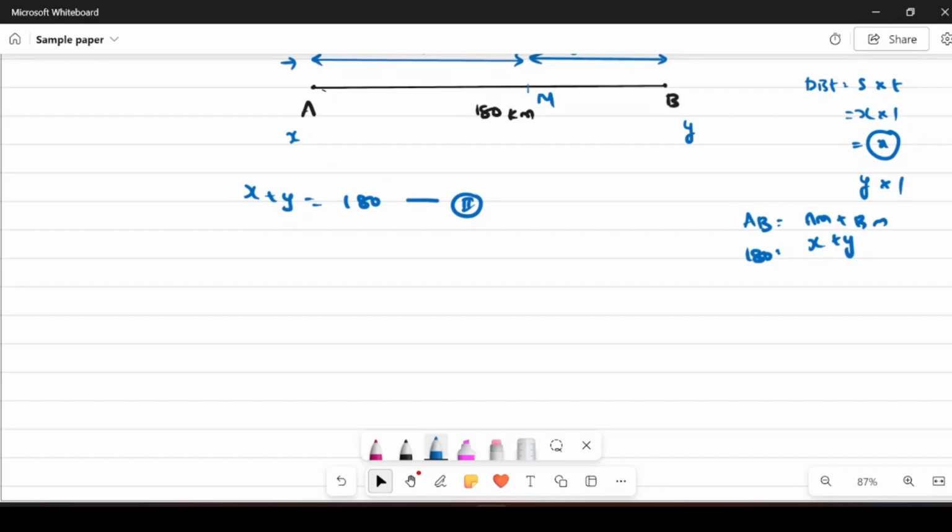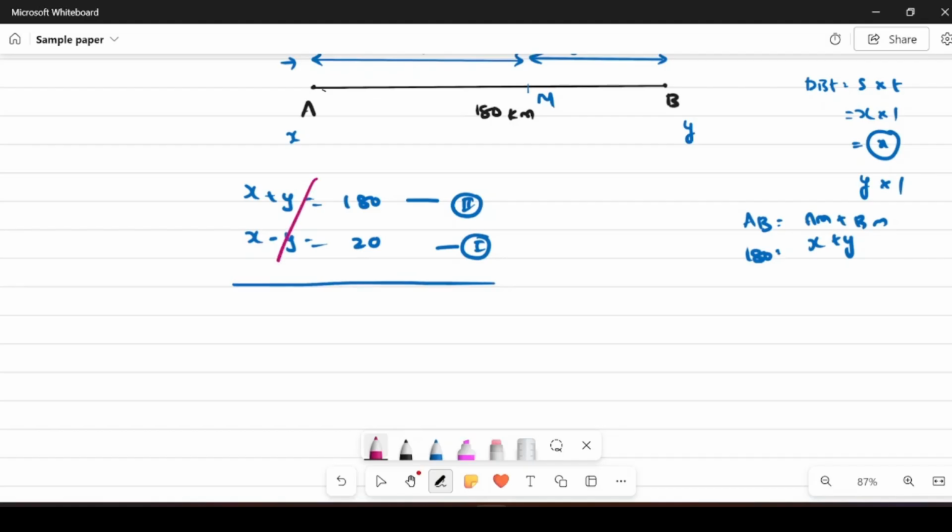We have x minus y is equal to 20 and x plus y is equal to 180. This is our first equation. We can solve. Since y has the opposite sign, we can add them and it gets cancelled. 2x is equal to 180 plus 20, which is 200. x is equal to 200 by 2, which is 100. If you substitute x is equal to 100, 100 plus y is equal to 180. y is equal to 180 minus 100, which is 80. So we have x is equal to 100 and y is equal to 80.